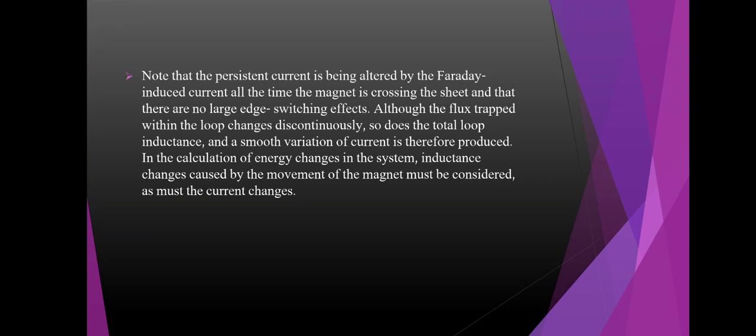Now, note that the persistent current is being altered by the Faraday induced current all the time the magnet is crossing the sheet, and that there are no large edge switching effects. Although the flux trapped within the loop changes discontinuously, so does the total loop inductance, and a smooth variation of current is therefore produced. In the calculation of energy changes in the system, inductance changes caused by the movement of the magnet must be considered, as must the current changes.